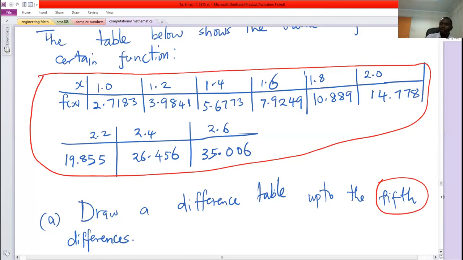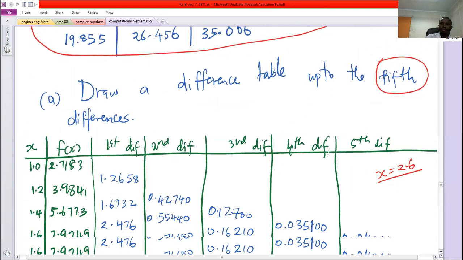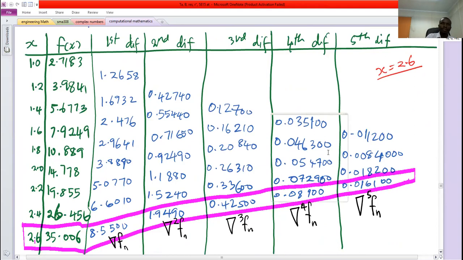So this is how we draw the table. First, you write a column for x values, so 1 up to 2.6. Next, you draw the f of x column, and then another column for first differences, a second column for second differences, a third column for third differences, a fourth column for fourth differences, and a fifth column for fifth differences. So that's step one. And step two, these values of x, you write them leaving a line in between where the differences would be written.